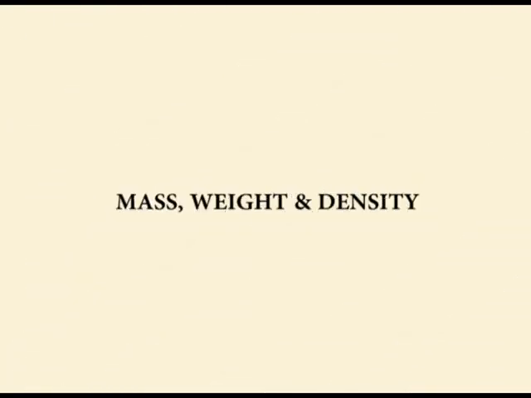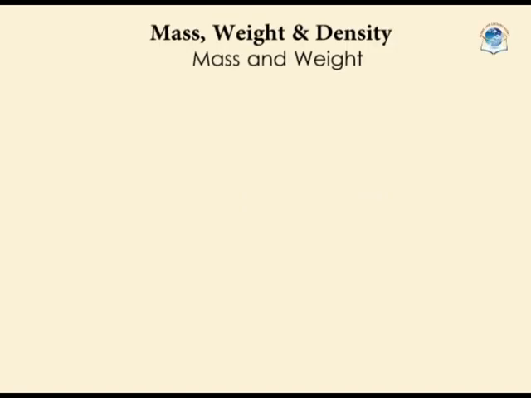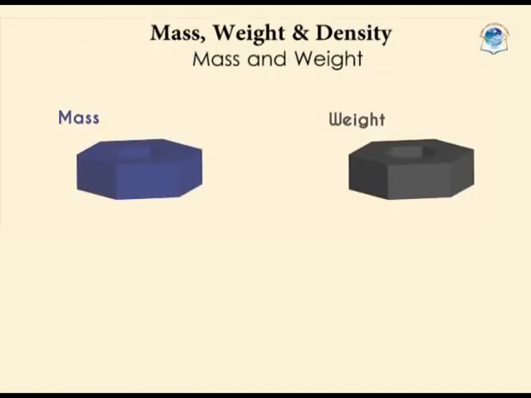Next chapter, mass, weight, and density. Now, many people often think that these terms mean the same thing, but they don't. It is common to hear people say, "My body weight is 75 kilograms," and that's quite incorrect. Mass and weight, though related, are actually different.